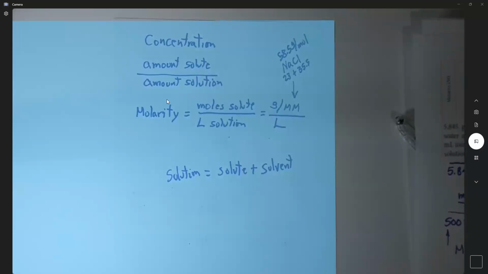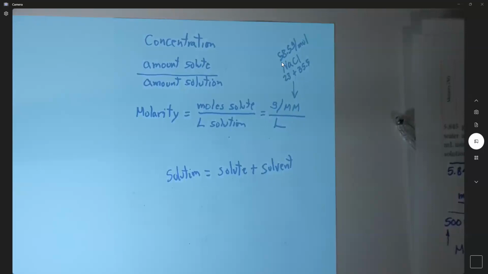One of the ways we can express concentration is using molarity. Molarity is the number of moles of solute per liter of solution. Be careful with this. The volume of a solution will always be in liters, not milliliters. And the moles of the solute generally can be calculated from the mass of the solute divided by the molar mass that you can calculate from the periodic table.